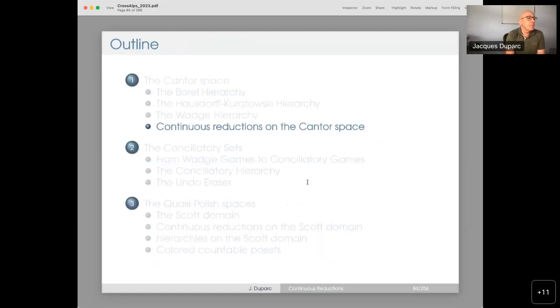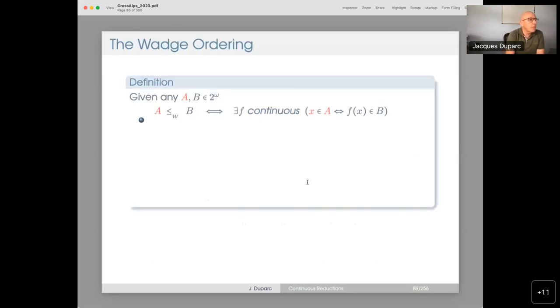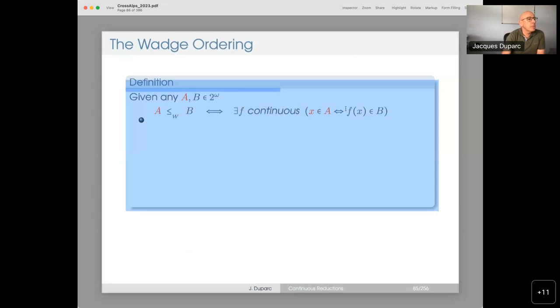Okay, so now the continuous reduction on the Cantor space, which gives you the Wadge hierarchy, how it's defined, a few things about it. So of course, I guess you all know that given two subsets of the Cantor space, you say that A reduces to B if there exists a continuous function that witnesses the reduction relation.